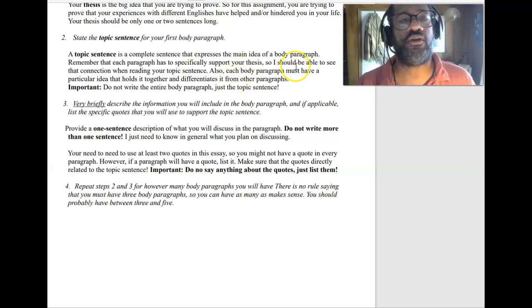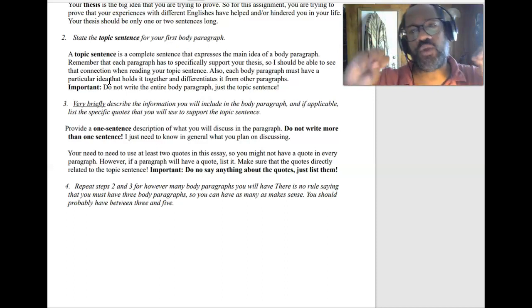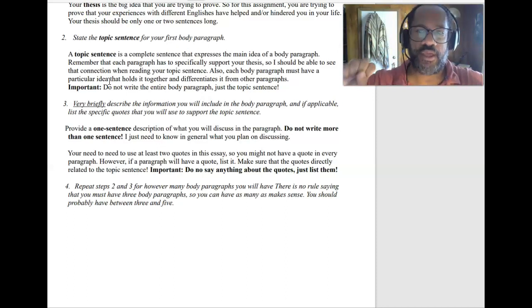Also, each body paragraph must have a particular idea that holds it together and differentiates it from other paragraphs. That's what we talked about, having those drawers, right? So I should be able to see that very clearly, and you should be able to see that. So then you can understand, what am I doing in this first paragraph? Oh, I'm writing this. Because this is one of the ways we get overwhelmed with writing an essay assignment.